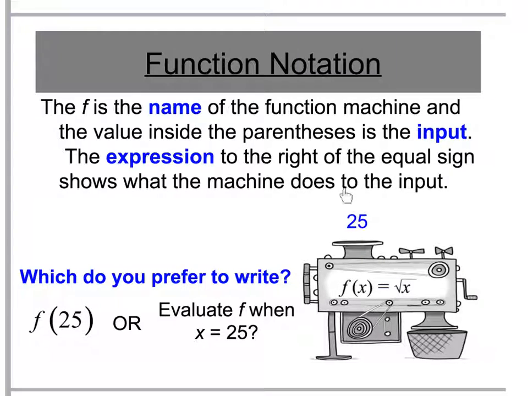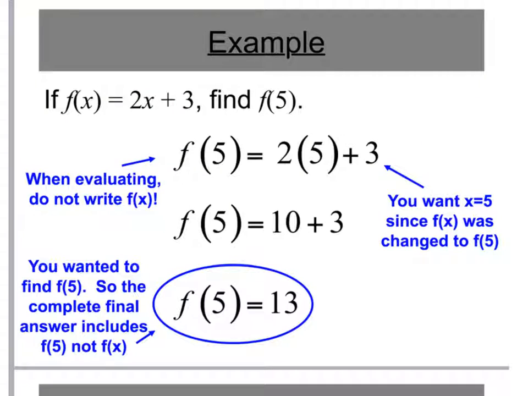So which do you prefer? The notation where we say f of 25, or do you like when we say evaluate f when x is 25? Because basically it's the same thing. We're going to drop in a 25 and we drop it into the square root. We crunch it through the machine and the square root of 25 comes out as, you got it, 5.